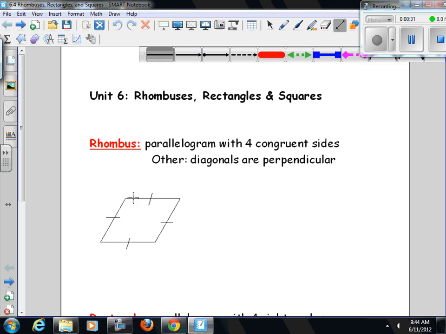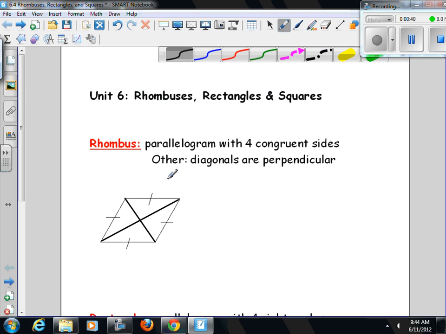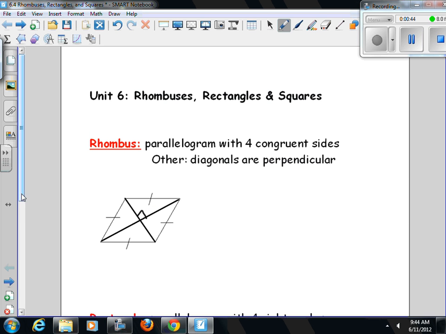But also, if you were to draw diagonals in, like so, they would be perpendicular to each other. That's supposed to be a right angle.